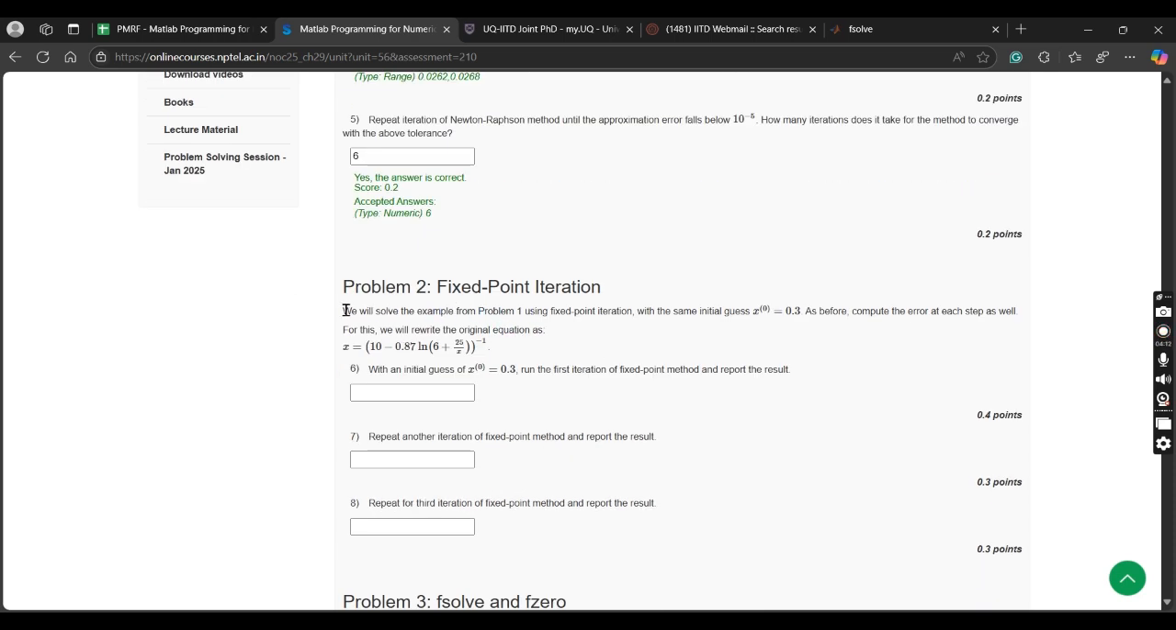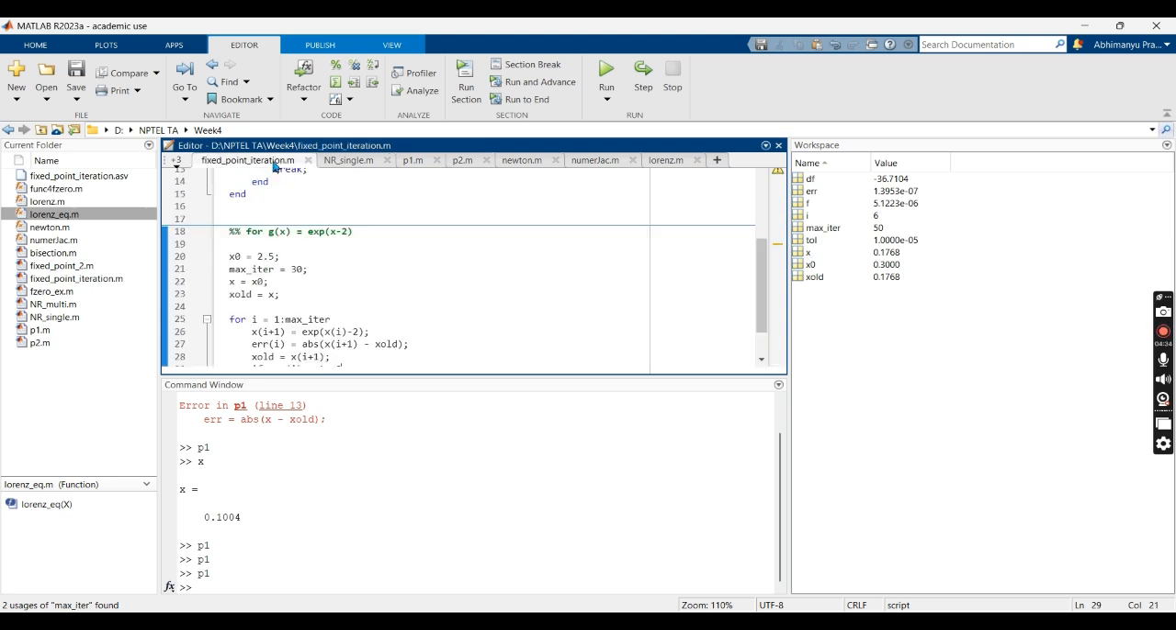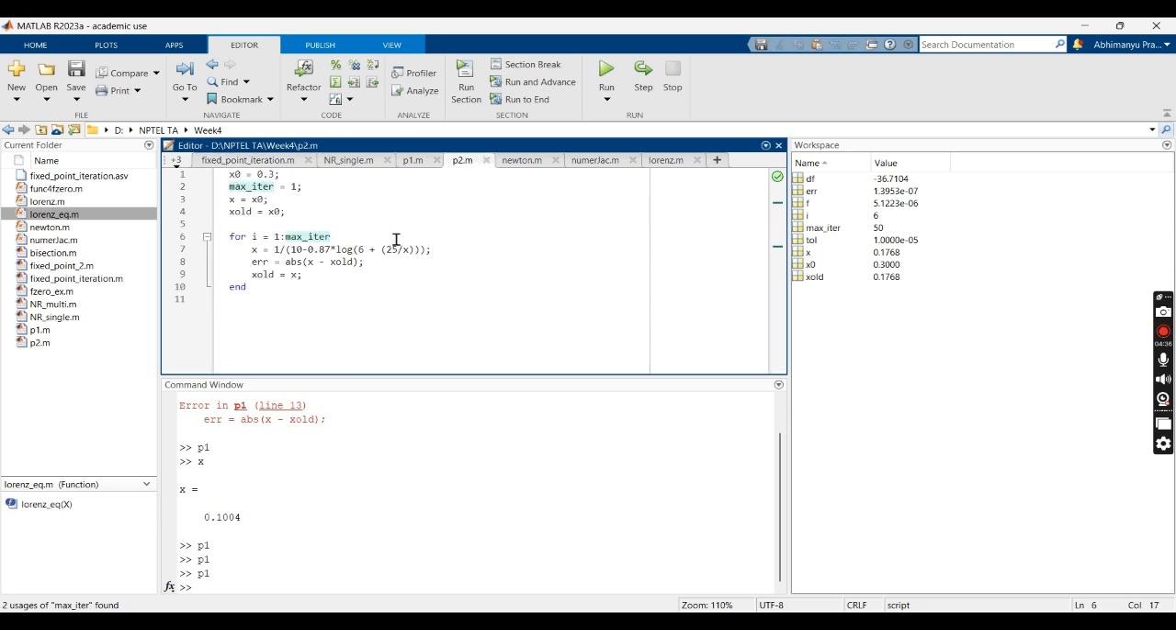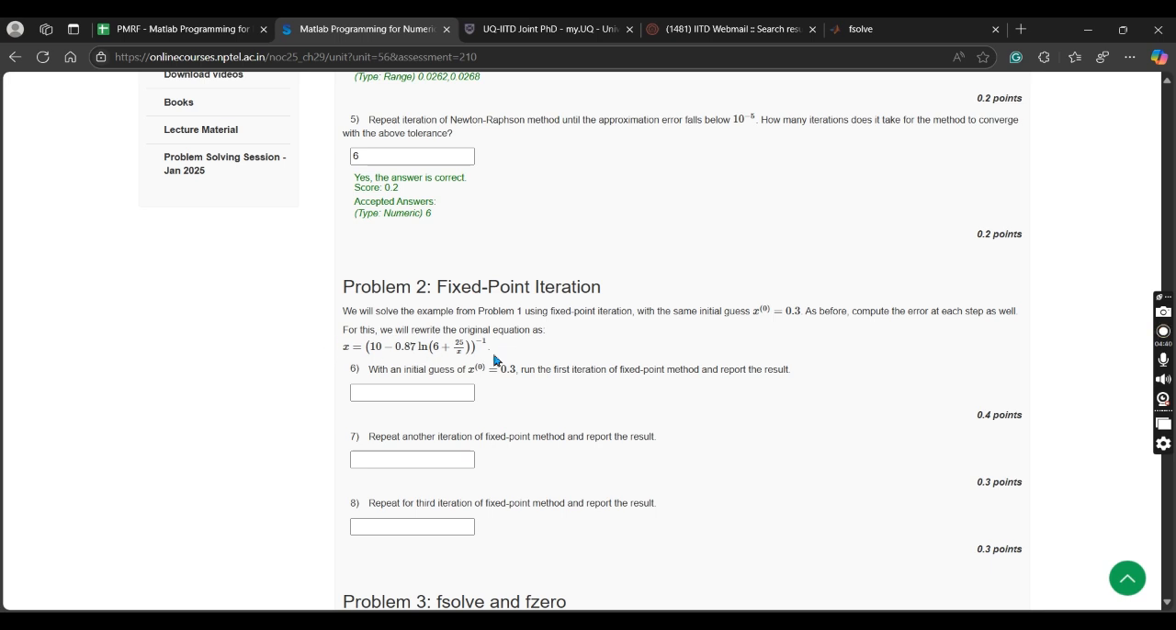Next is fixed point iteration. So we'll solve problem one using fixed point with the same initial guess as before. Compute the error at each step as well. For this, we need to write the original equation as this. Run the first iteration of the fixed point method and report the result. So I have also done this part. This is the same as the fixed point iteration code. I just changed the update rule based on the rule given in the problem.